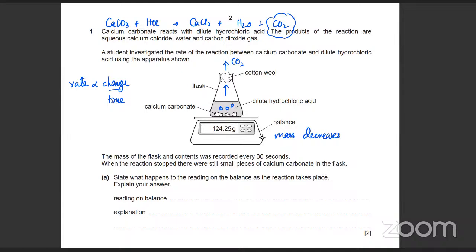So it depends on that. First part: the mass of the flask and the contents was recorded every 30 seconds. When the reaction stopped, there were still small pieces of calcium carbonate in the flask. State what happens to the reading of the balance as the reaction takes place, and explain your answer. The reading on the balance decreases. Why? Carbon dioxide escapes, so the mass of the solution decreases. Is that clear? Yes.